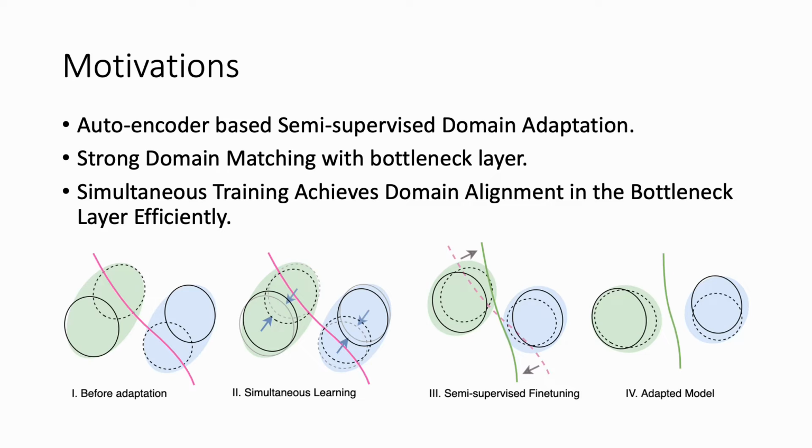Before domain adaptation, with the source and target domain, there is a confusion in the classification. In simultaneous learning, the source and target domain get aligned simultaneously, and the dividing line of the class confusion layer also gets aligned to separate the source and target domain. And finally, in the adapted model, it can successfully classify the source and target domain in all the classes.